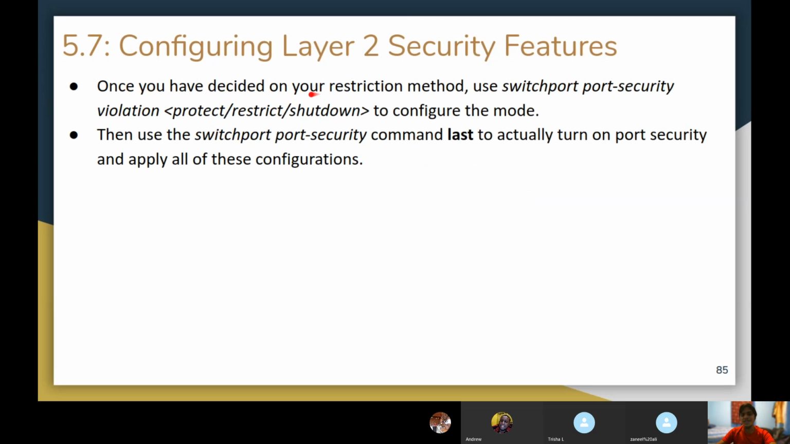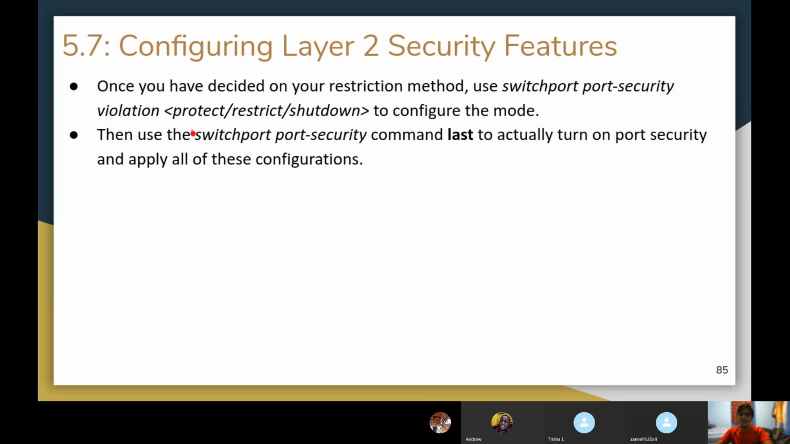Once you have decided on your restriction method, use switchport port-security violation to configure the mode. Shutdown is the default if you don't put anything. But you could also put protect or restrict, so that you make sure the port is never shut down. If you have a very important client on a port, for example, you might not want that port to ever be shut down, because the cost of the port being shut down would be much greater than the benefit of protecting the network, basically.